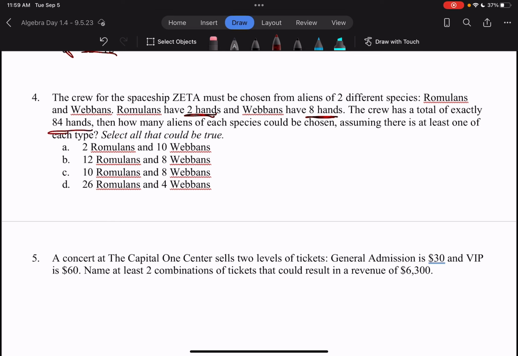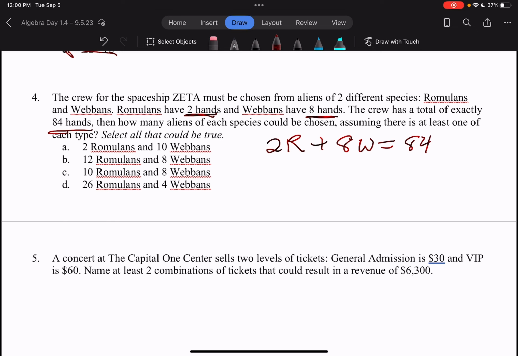So let's make an equation for this. We have 2 hands per Romulan, so that's 2R, plus however many Webbins are on there, and they have 8 hands each, so 8W. And then we say total, we have 84 hands. So this is measuring hands of Romulans and hands of Webbins based on how many Romulans and Webbins there are on this spaceship. All right, so what we can do now is take each of these answer options and plug them in and see which works.